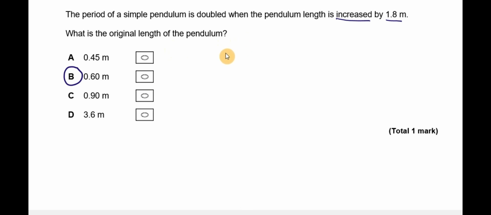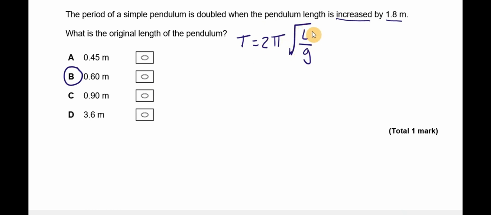Well, first of all, let's have a look at the equation for the time period of a pendulum. The time period for a pendulum is given by 2π multiplied by the square root of the length of the pendulum over the gravitational field strength. So that's the equation you're given on your data sheet.